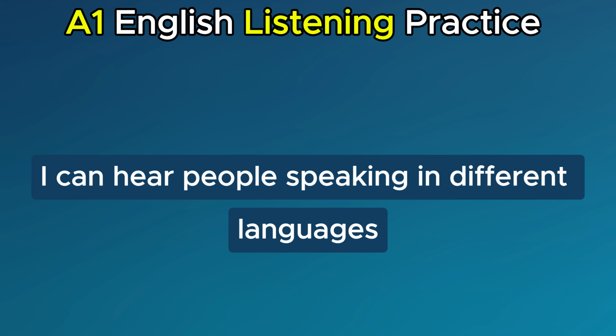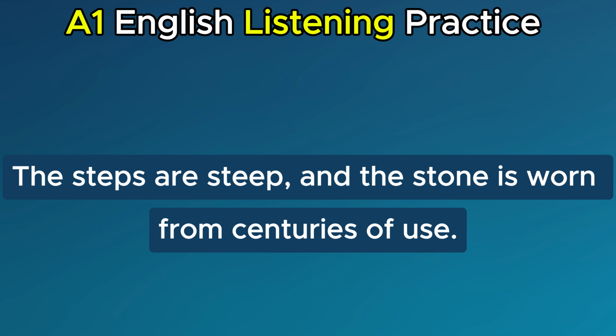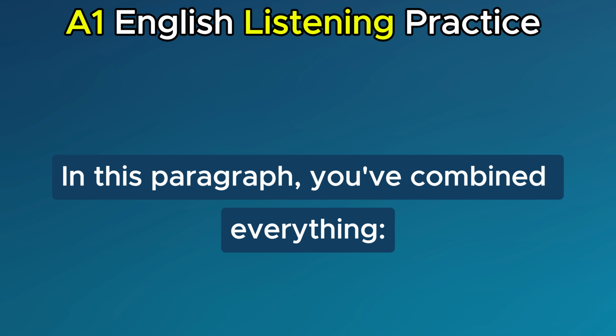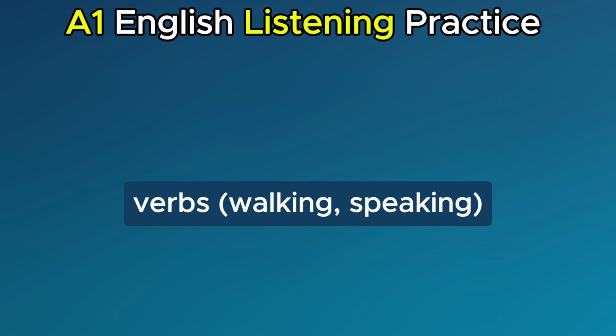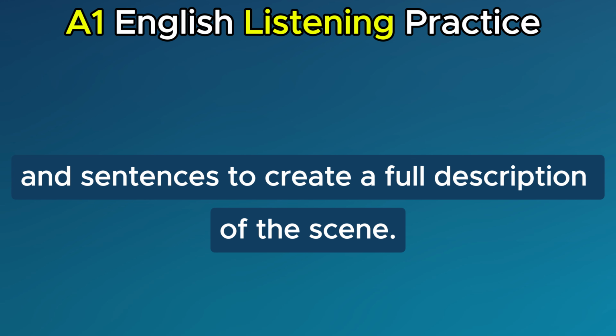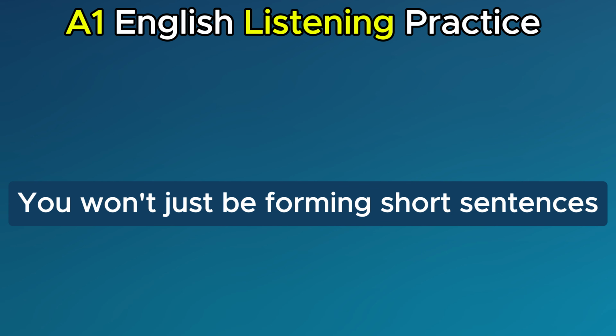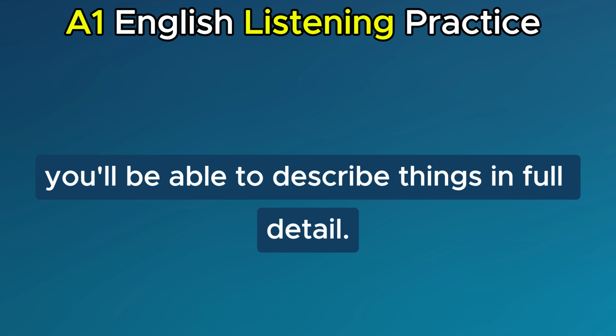I can hear people speaking in different languages, and there's a cool breeze blowing through the air. The steps are steep, and the stone is worn from centuries of use. In this paragraph, you've combined everything: verbs, walking, speaking, nouns, tourists, mountains, wall, and sentences to create a full description of the scene. By practicing this, you'll start thinking in English more naturally. You won't just be forming short sentences. You'll be able to describe things in full detail.